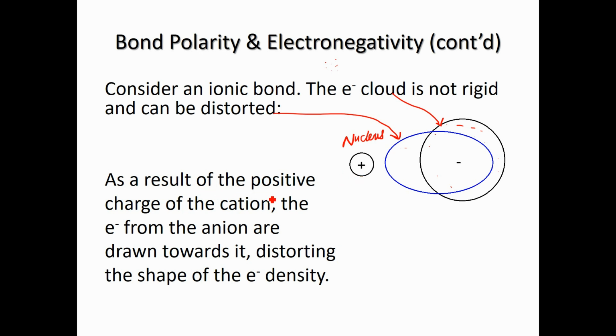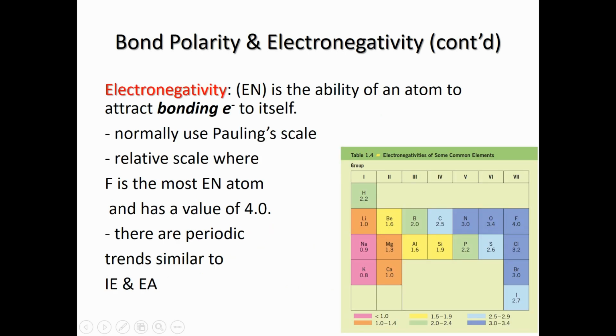So as a result of the positive charge on the cation, the electrons from the anions are drawn towards it. Anions are negatively charged species, cations are positively charged species. We talked about that in the last recorded video. So as a result of the positive charge in the cation, the electrons from the anions are drawn towards it, distorting the shape of the electron density, and that's how it becomes an oval.